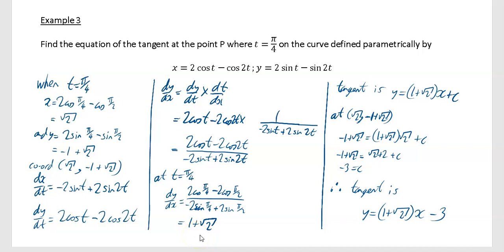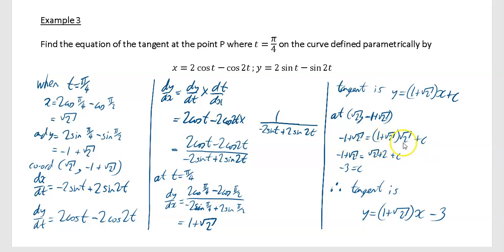So what I've got so far is my coordinates with the x value and the y value, and I've got the gradient. So my tangent is y equals mx plus c, and my m, my gradient, we've just worked out, is 1 plus root 2. So now we need to find this value of c. To do this, you're going to sub in your coordinate. Your x value is root 2, and your y value is minus 1 plus root 2. So instead of writing y, you write minus 1 plus root 2. Instead of writing x, you write root 2.